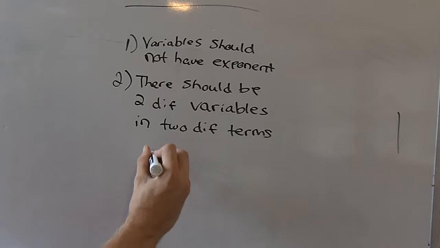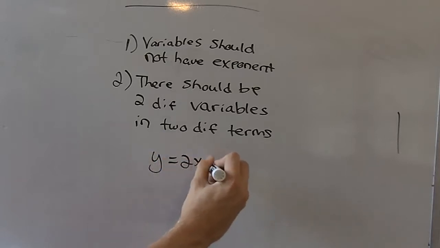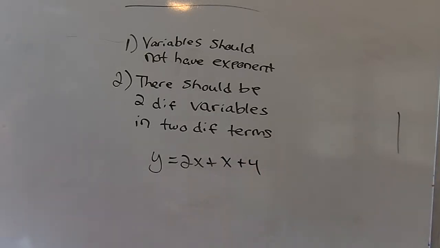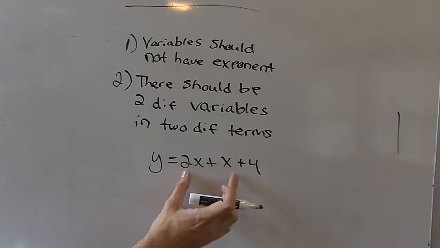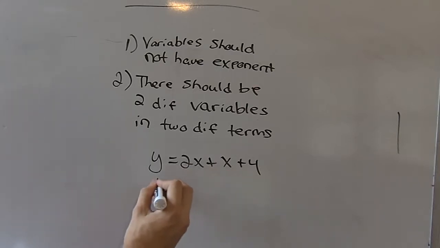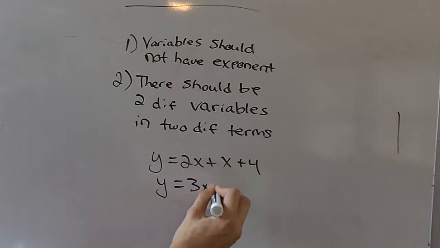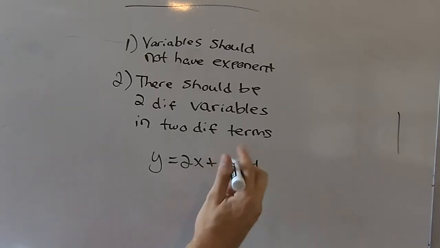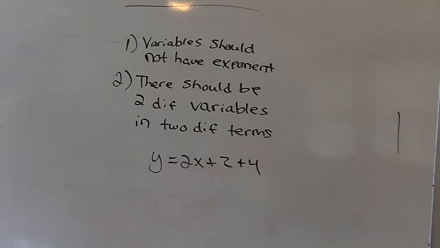Now, if you had something like y equals 2x plus x plus 4, this is still a linear equation because this hasn't been simplified yet. While this may have three variables, it doesn't have three different variables. It actually only has two different variables. I can combine 2x and 1x and turn this into y equals 3x plus 4. So keep that in mind. This is still a linear equation. Now, if that x that's by itself was actually a z, that would no longer be a linear equation.